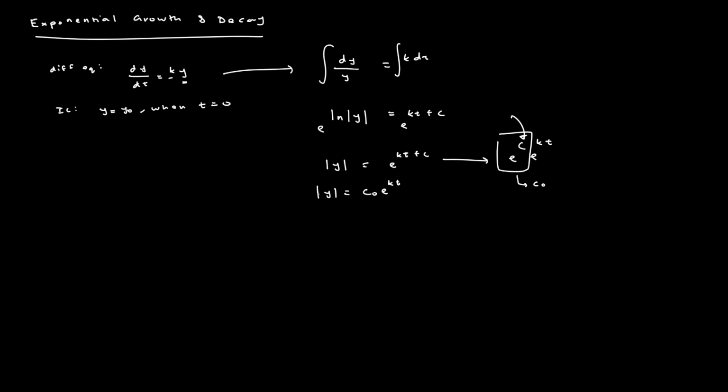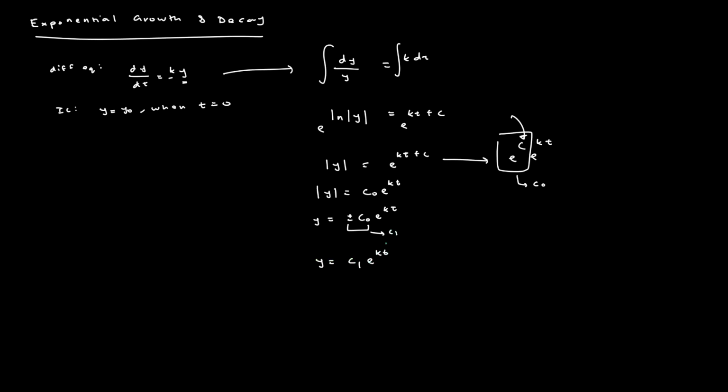Now I want to get rid of this absolute value, so one way I can write this is y equals plus or minus c0 times e to the kt. The plus or minus only affects the constant, right? So I can once again re-express this c0 as another constant c1, and therefore y equals c1 times e to the power of kt.